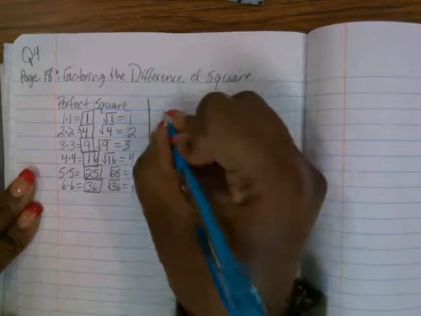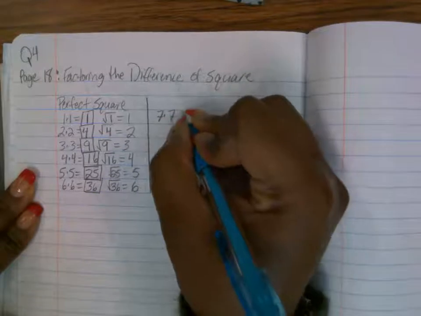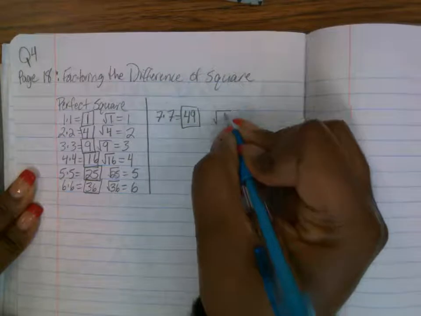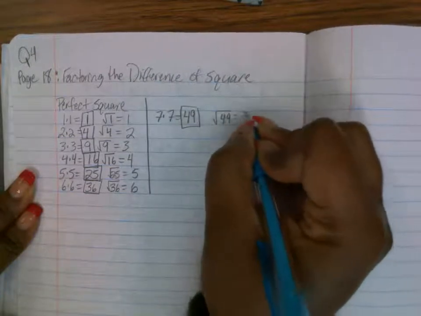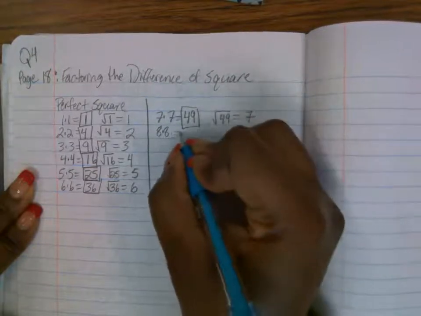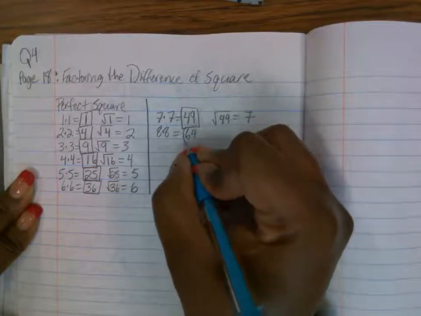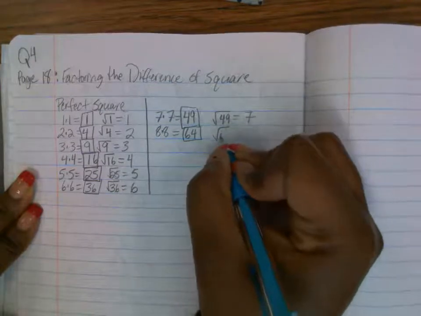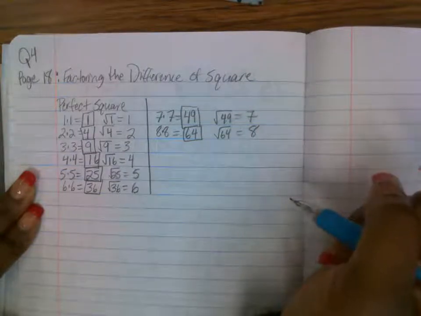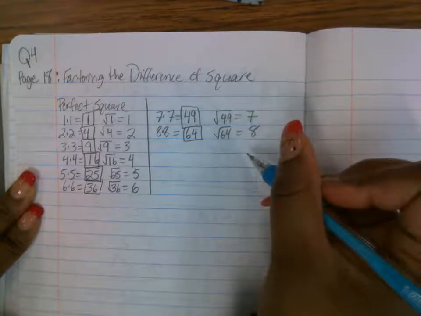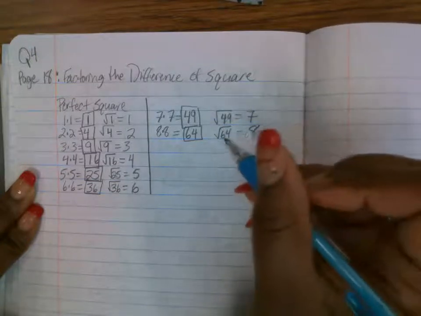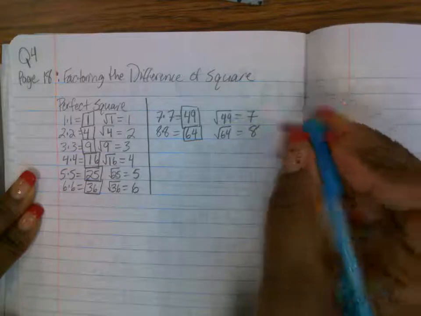All right. 7 times 7. What's 7 times 7? 49. Good job. This is a perfect square. Why? Because the square root of 49 is equal to 7. 8 times 8 is what? 64. 64 is a perfect square. Why? Because the square root of 64 is the whole number 8. Okay? Anytime the square root of that number is a whole number, then that number is a perfect square.